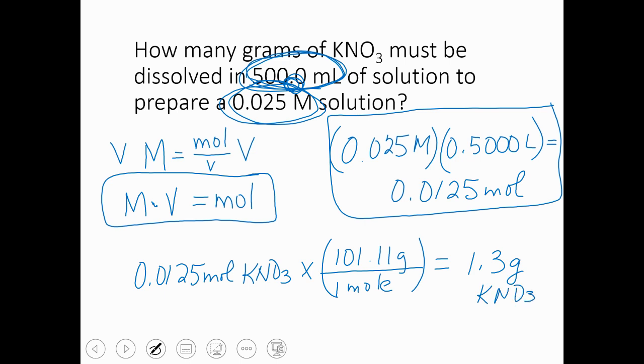So if I have an intern or if not, then I know what to do. I would go back to the lab. I would measure this much into a beaker. And then I would add water until the volume is 500 milliliters. And then I know that I have a solution of the correct molarity.